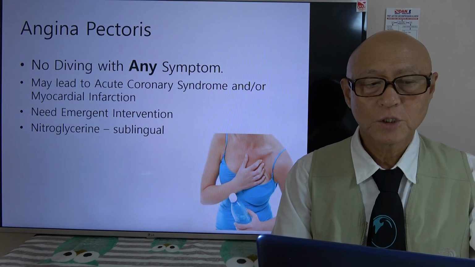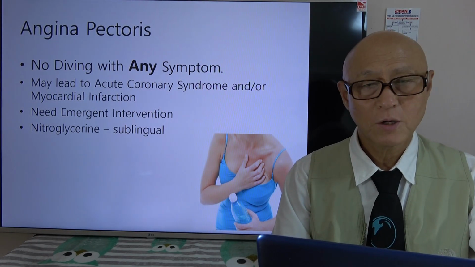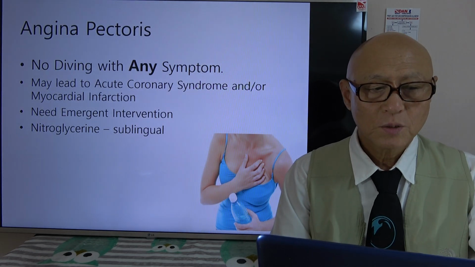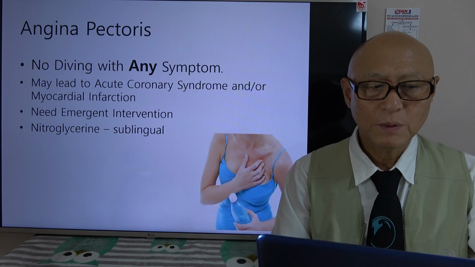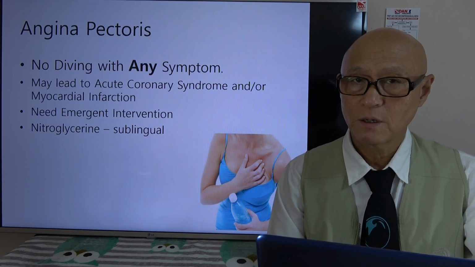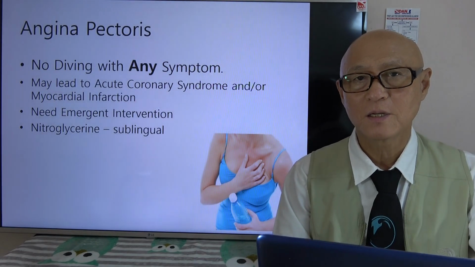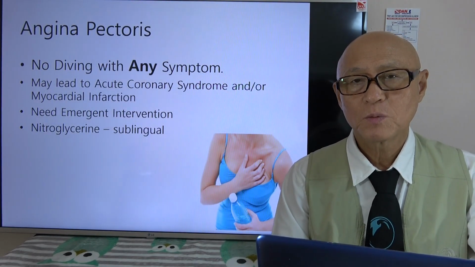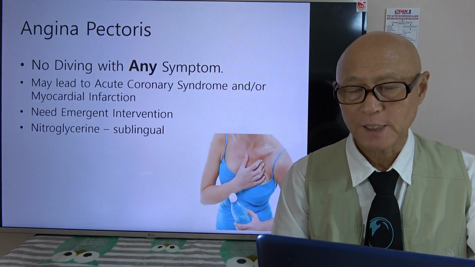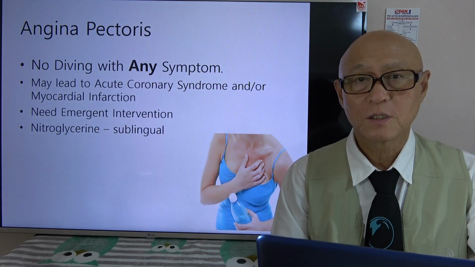This can lead to acute coronary syndrome and or myocardial infarction. So when you have the symptoms, you could probably rely on nitroglycerin. This is a sublingual medication which widens the inner diameter of the artery, so you can have brief symptom relief, but you have to do some surgical intervention.